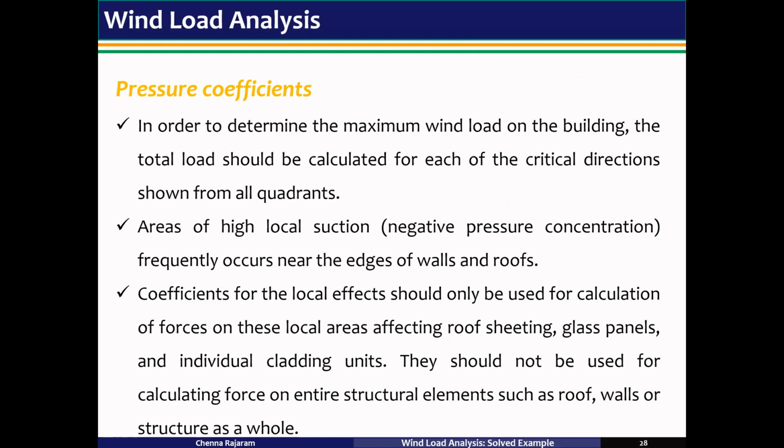The pressure coefficients. In order to determine the maximum wind load on the building, the total load should be taken for each of the critical directions shown from all quadrants. Areas of high local suction, that is the negative pressure concentration, frequently occur near the edges of the walls and roofs. Coefficients for the local effects should only be used for calculation of forces on these local areas affecting roof sheeting, glass panels, and individual cladding units. They shall not be used for calculating forces on entire structural elements such as roofs, walls, and structure as a whole.